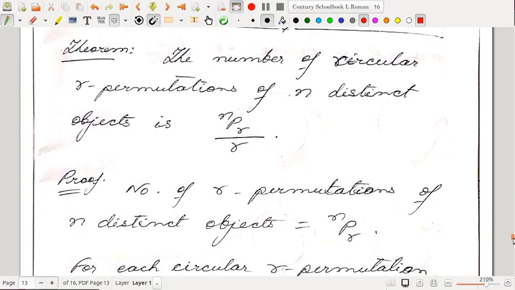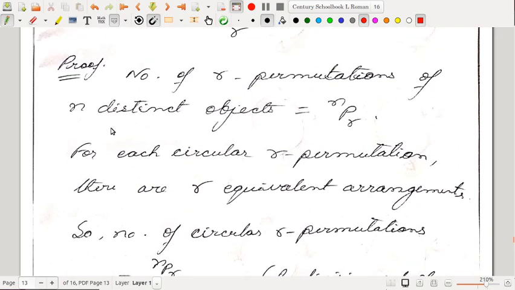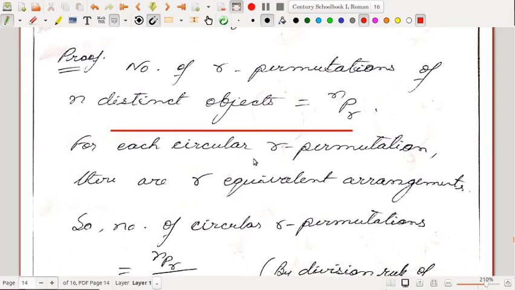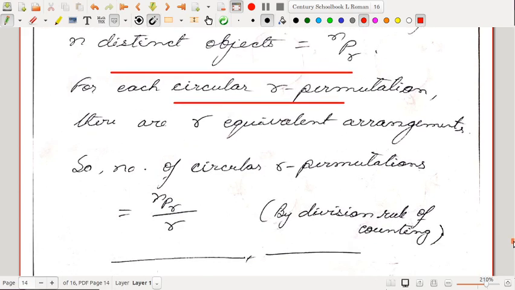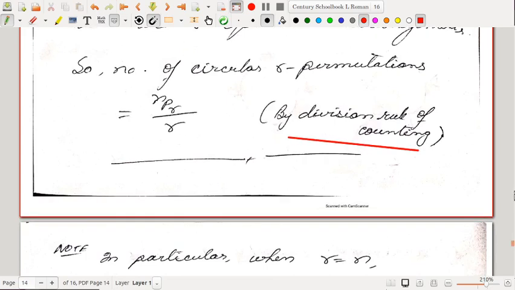The number of circular r-permutations of n distinct objects is nPr divided by r. How to show this? The number of r-permutations of n distinct objects is given by nPr. For each circular r-permutation, just as I explained, there are r equivalent arrangements. If we rotate r times, we get back to the original position. So each of these r arrangements is equivalent, right? So the number of circular r-permutations will be nPr divided by r. This is also by the division rule of counting.